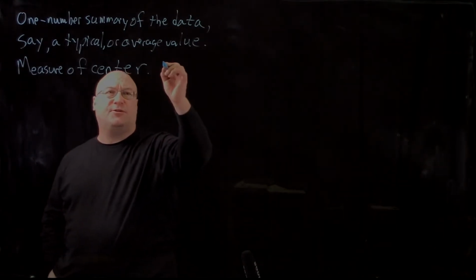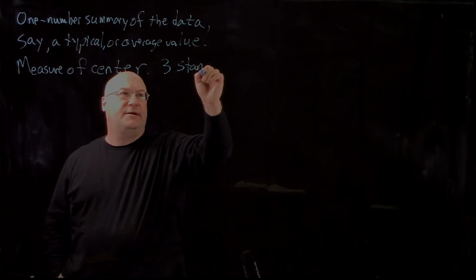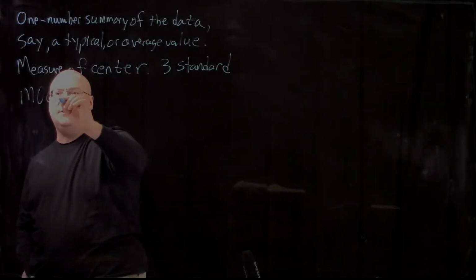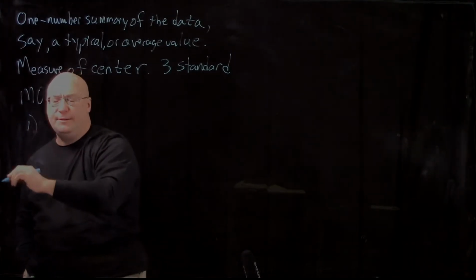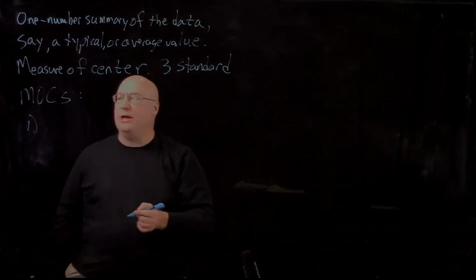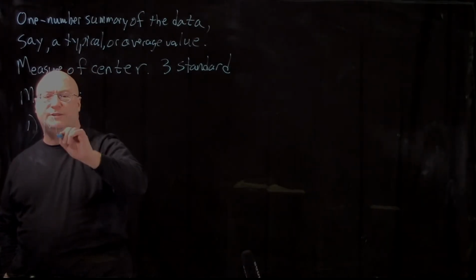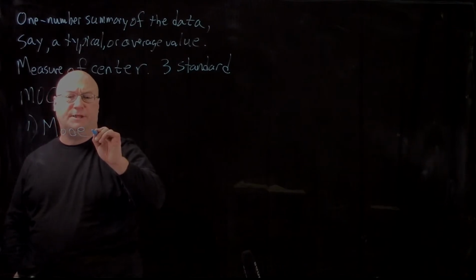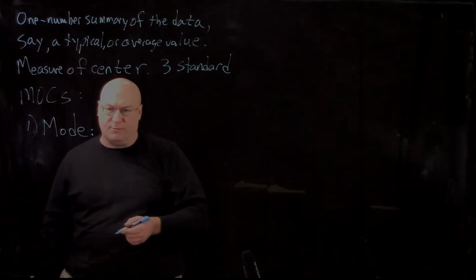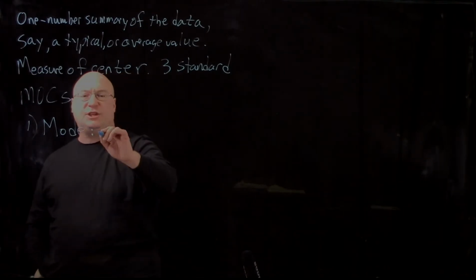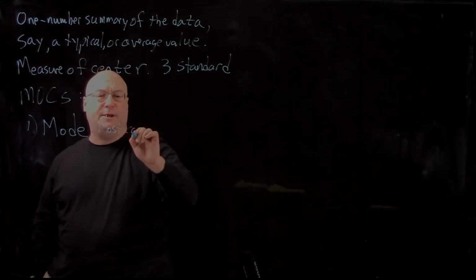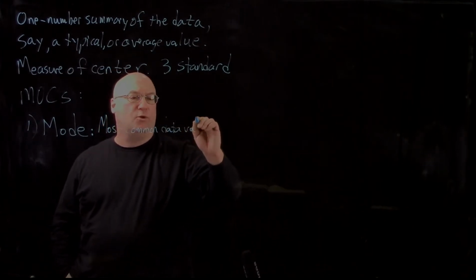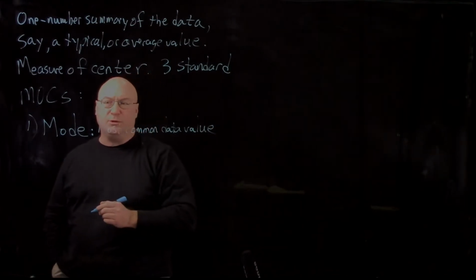There are three standard measures of center. The mean, the median, and the mode. And I put them in the reverse order of what I just said because they're easiest to more involved to compute. The mode is just the most common data value, the one that occurs the most.